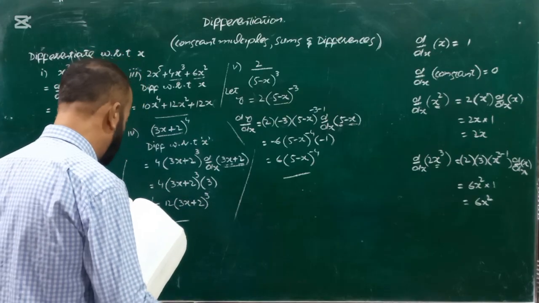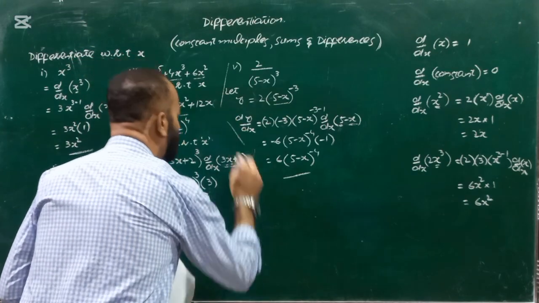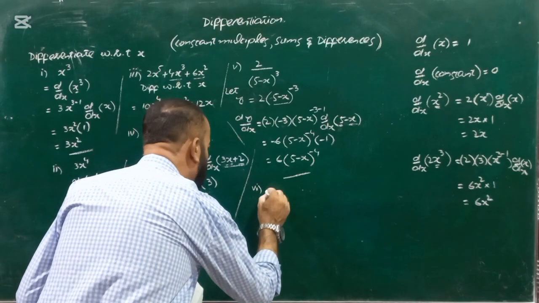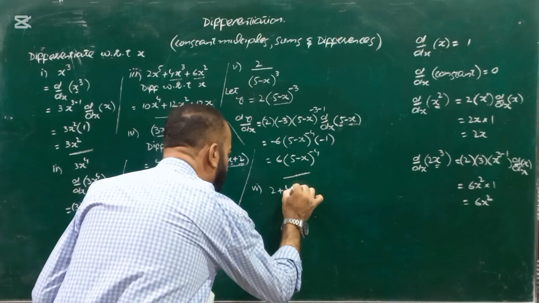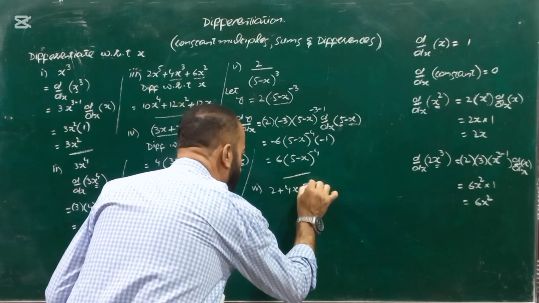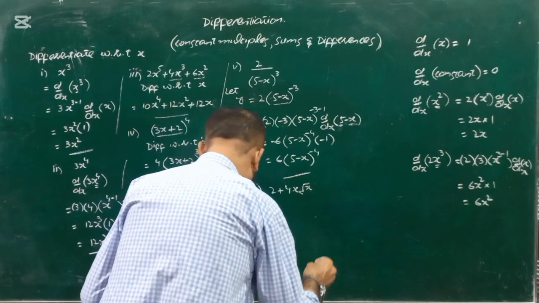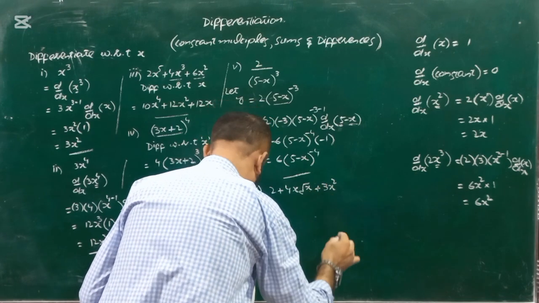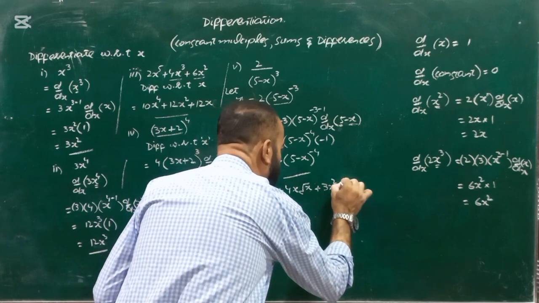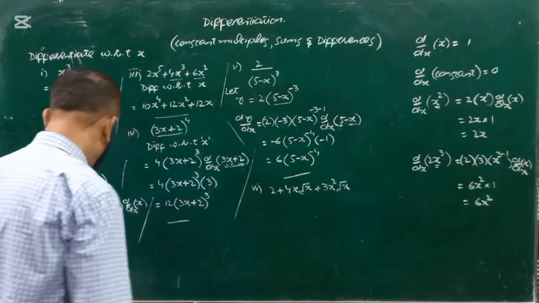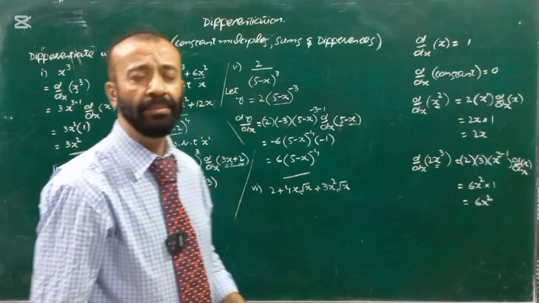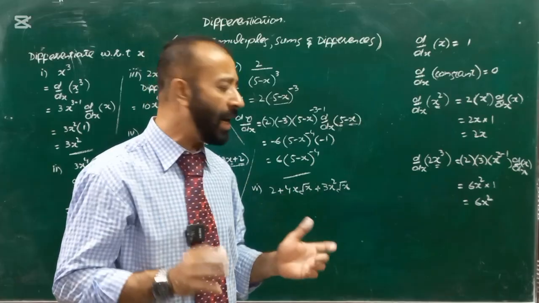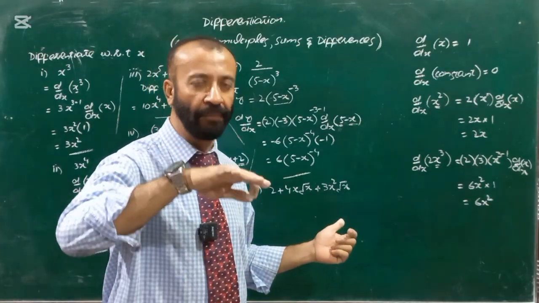Solving another question. This was the fifth part, so this is the sixth part now. 2 plus 4x into square root x plus 3x square into square root x. So look now, here is another question. The paper checker again is trying to confuse you, but you first try to transform the question into your own form.